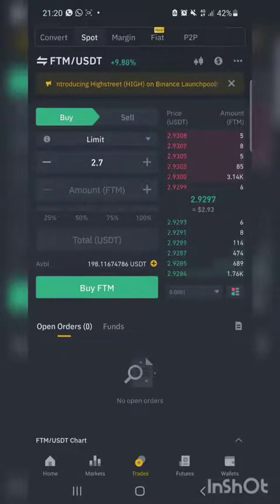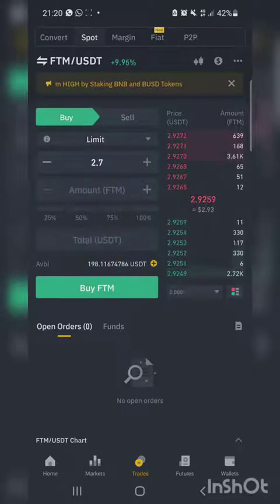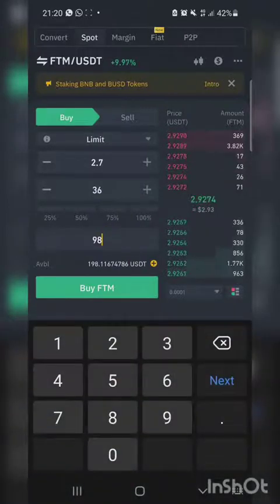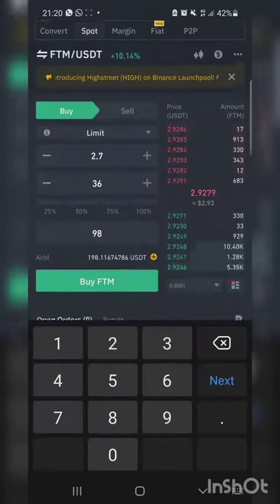So talking about amount, if you have a particular amount of FTM, you can put that there. Otherwise, you can click the dollar value you want to buy. So I have about 298 USDT. So let's say I want to buy with $98. That automatically gives me 36 FTM. Okay, so once you've done that, all you need to do right now is hit the buy FTM.